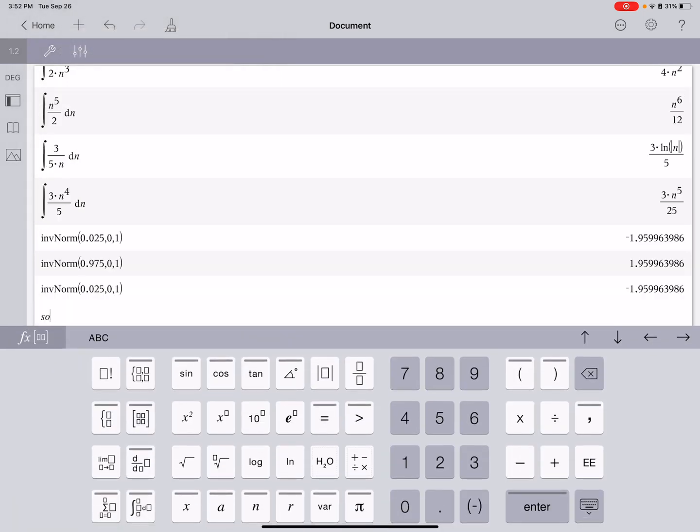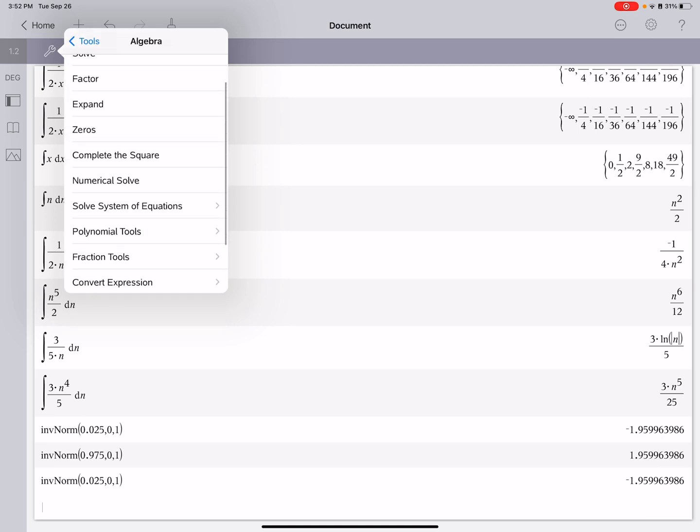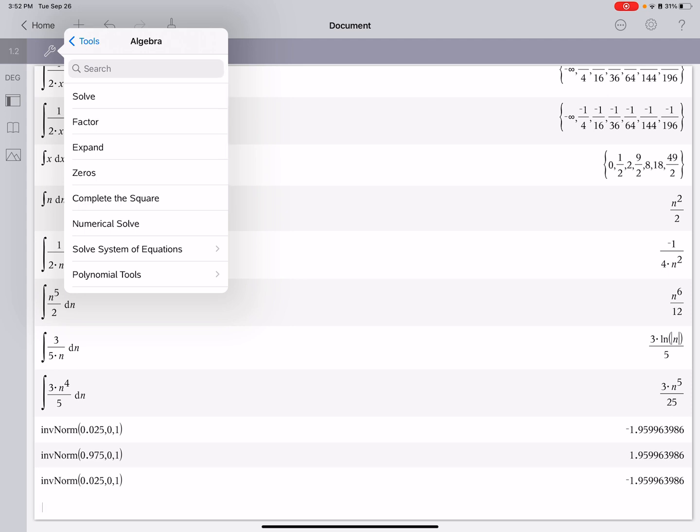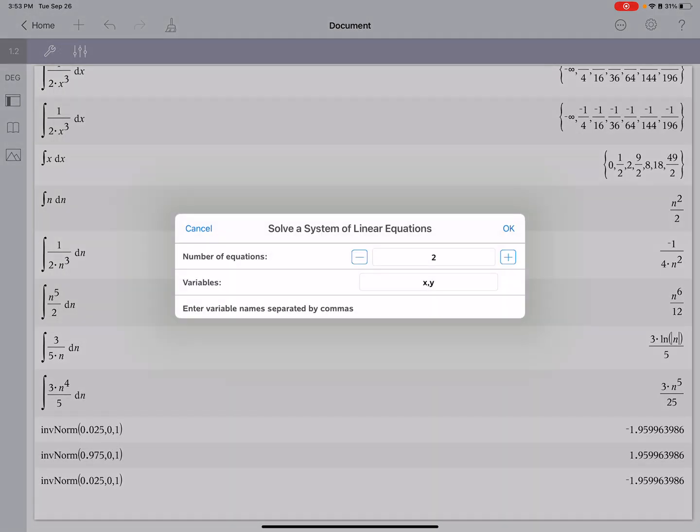Uh-oh, I'm on the wrong one, sorry. Try that again. Menu, algebra. I have a different one. Mine says solve systems. Yours is going to be linear solves, so it's going to be the one beneath. It's the third one. So I got LinSolve, and I'm having them x and y.